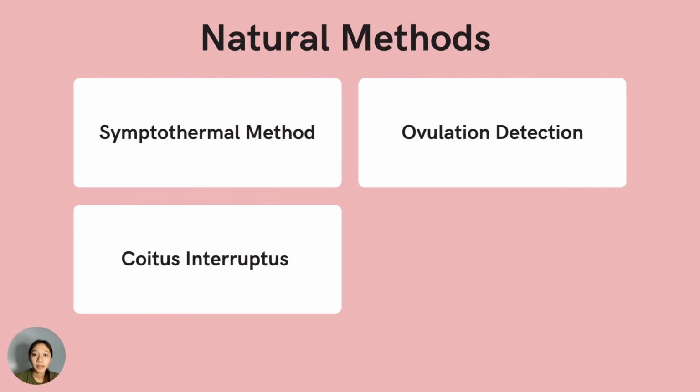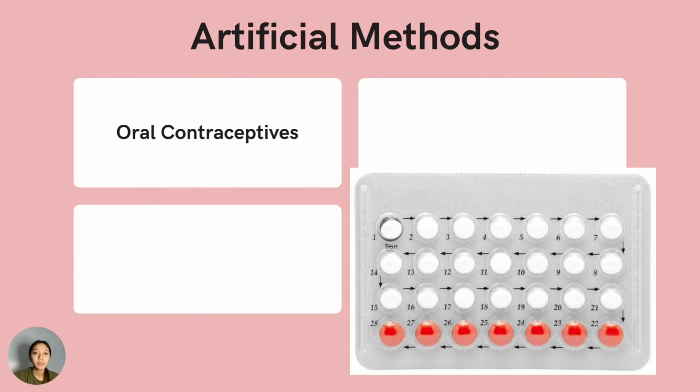Okay, so let us now proceed to the artificial methods of contraceptive. So the first one is oral contraceptive. So this is the picture, some examples of oral contraceptive. So oral contraceptive, also known as the pill, contains synthetic estrogen and progesterone.